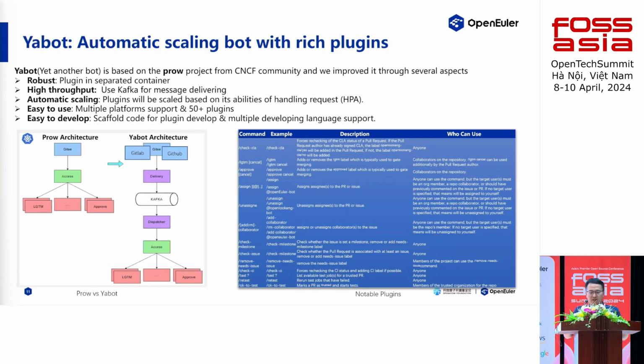The first is robustness. Each single plugin is separated in its own container, and it's easy to replicate. If one of the plugins crashes, it does not affect the whole application. The second improvement is the highest throughput. We use Kafka to receive messages from the code platform as well as deliveries. Other improvements focus on multiple platform support and multiple development language support.